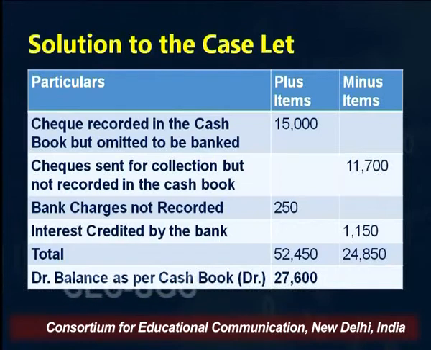Okay. The next item is that checks were sent for collection but not recorded in the cash book. So same logic will apply: you have sent the check to the bank but not recorded it in the cash book. You did not record. Bank has collected, has added into your passbook. Your passbook balance is up, but your cash book balance is lower by 11,700. So you should be reducing it by 11,700.